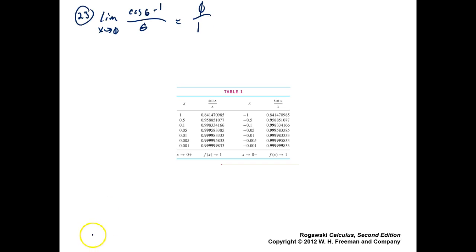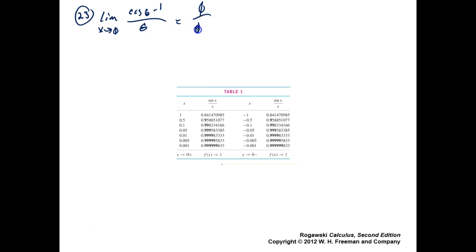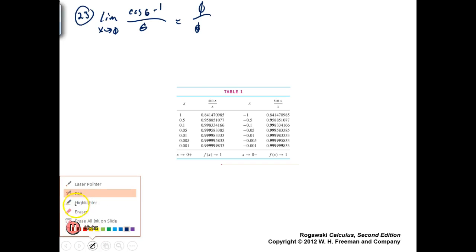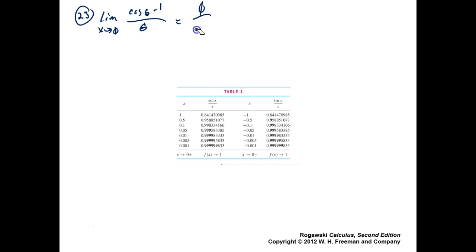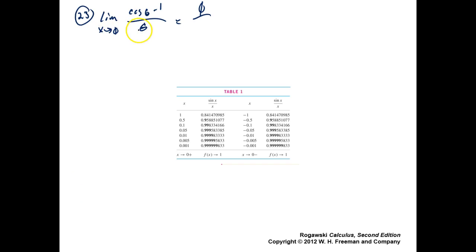No, I'm sorry, it's 0 over 0, sorry. I wasn't thinking. It's 1 over 0. Eraser, okay, there it is, sorry. I was talking faster now. As theta approaches 0, that would be 0.